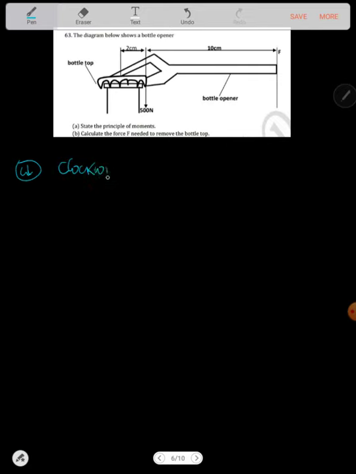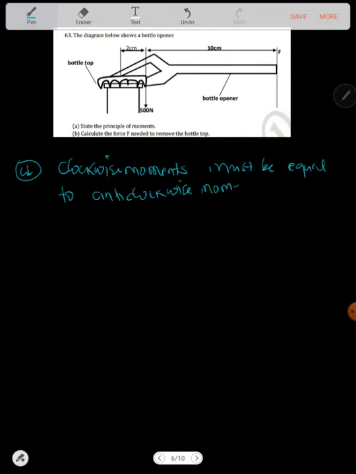clockwise moments must be equal to anti-clockwise moments in an equilibrium state. It also says the downwards moment to be equal to the upwards moment.